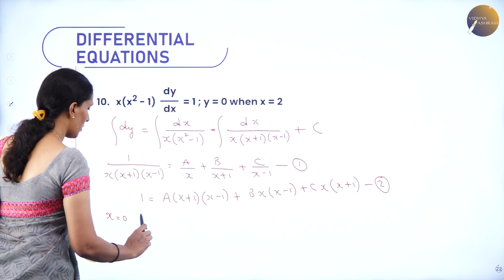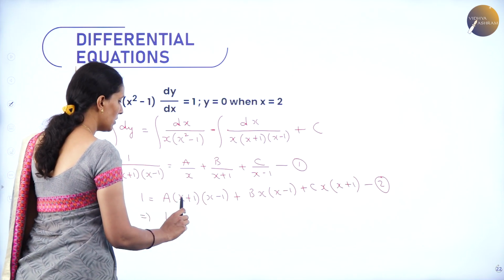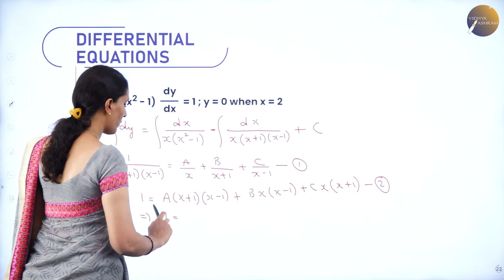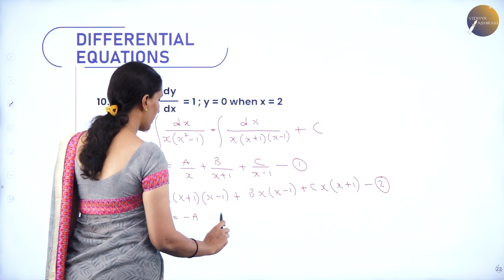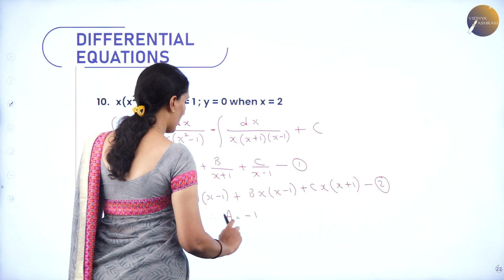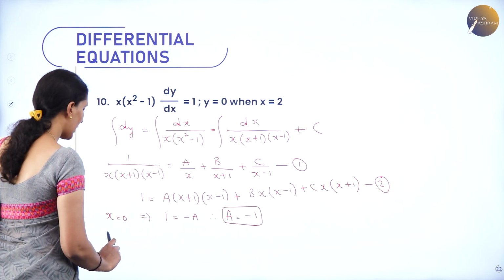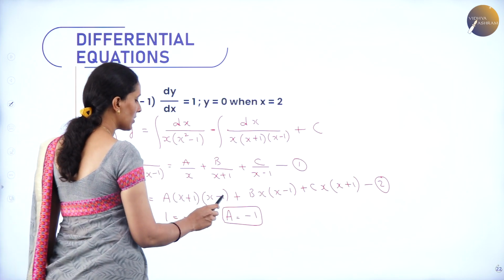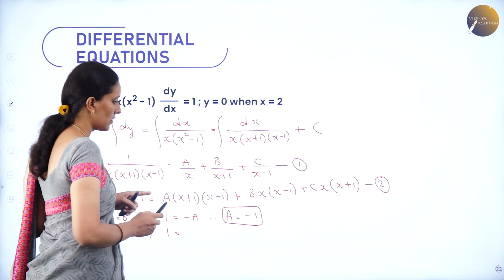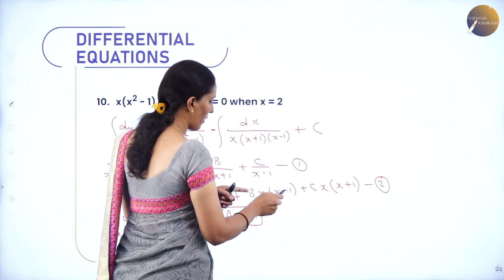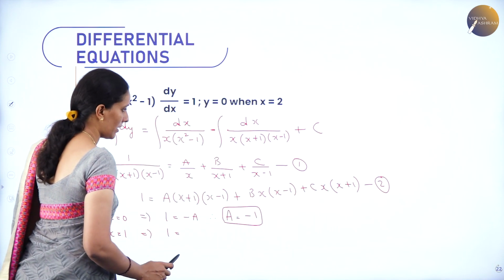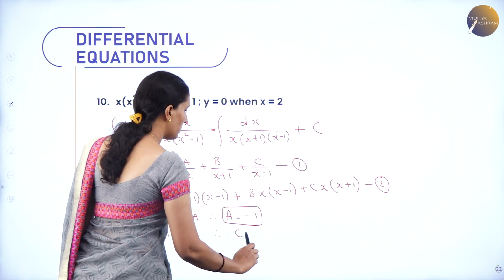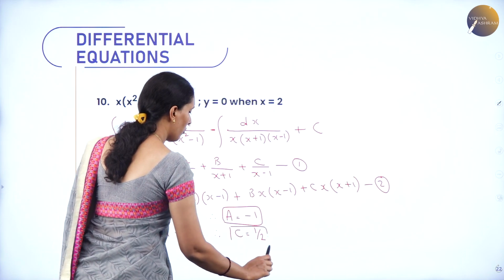If you put x = 0, what happens? 1 = a times (0 + 1) times (0 - 1), which is minus a. So therefore we get a = -1. Next we put x = 1. Here the term 1 - 1 is 0, so the complete a term becomes 0, and the b term also becomes 0 because 1 - 1 is 0. Here we get 2c, so 2 times c equals 1. Therefore c = 1/2. So this is the value of c.